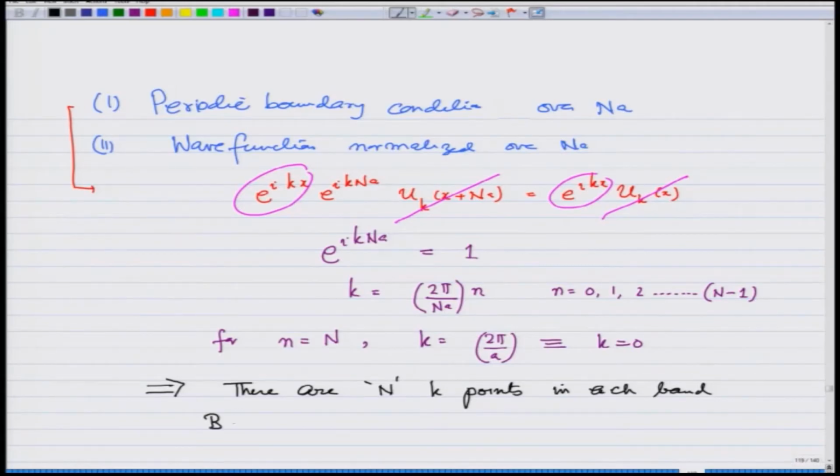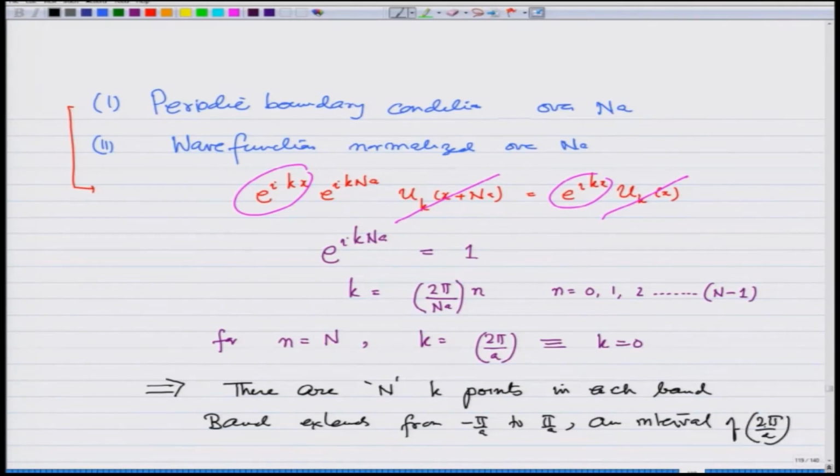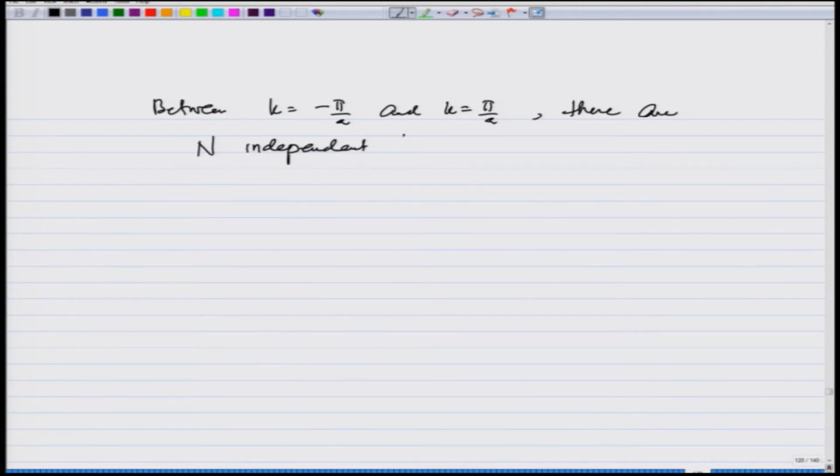Now, the band extends from minus pi by a to pi by a. So, that is an interval of 2 pi over a, and over 2 pi over a, k repeats itself. So, between k equals minus pi by a and k equals pi by a, there are n independent k points.